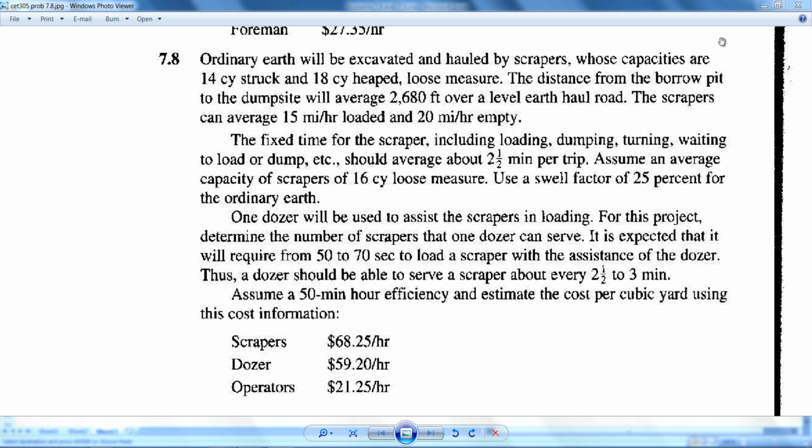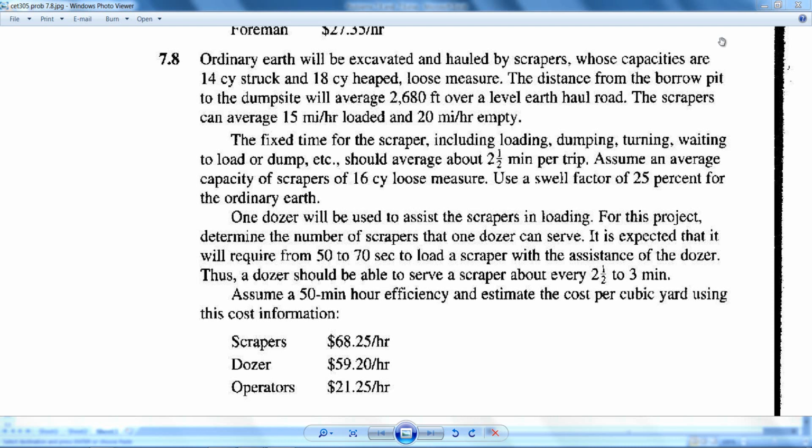One dozer will be used to assist the scrapers in loading for this project. Determine the number of scrapers that one dozer can serve. It's expected that it will require from 50 to 70 seconds to load a scraper with the assistance of a dozer. Thus, a dozer should be able to serve a scraper about every 2.5 to 3 minutes. Assume a 50-minute-hour efficiency and estimate the cost per cubic yard using this information. So we have the scraper's cost, dozer cost, and the operator's cost.